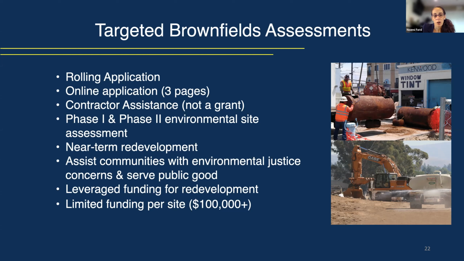We are looking for projects where there's near-term redevelopment, where you're working with communities with environmental justice concerns, that the project will serve a public good, that you do already have some leverage funding for redevelopment in place. And we typically limit that funding to about $100,000 per site, but given that we have bipartisan infrastructure funding, we can go a little higher. Next slide.